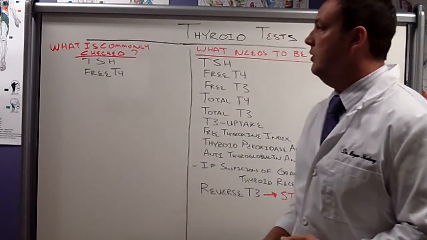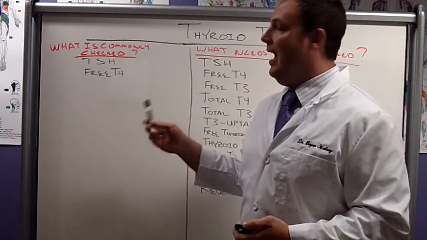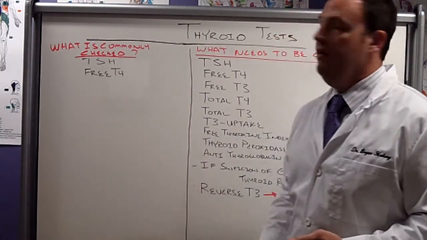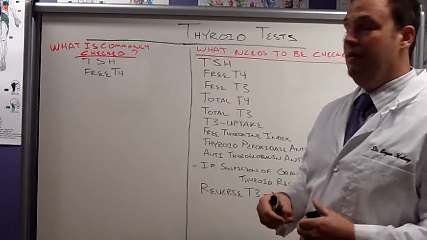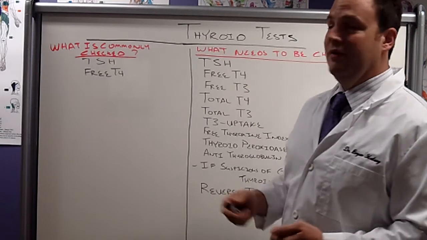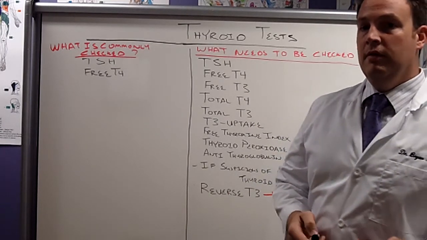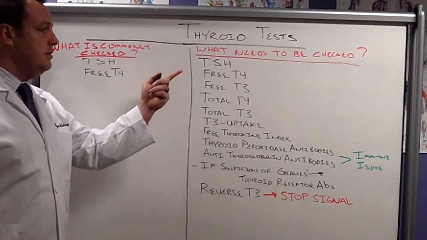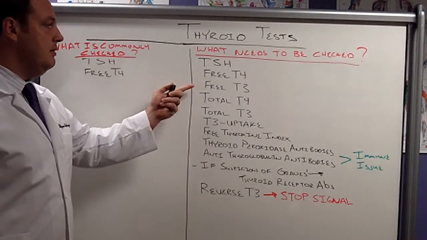So TSH, or thyroid stimulating hormone, comes from the pituitary gland and acts on the thyroid gland. Free T4 is a measure of unprotein-bound thyroid hormone. However, it's not the most metabolically active thyroid hormone that we have. Some of the tests that need to be checked, we do need to check TSH, we do need to check free T4, but we also need to check free T3.